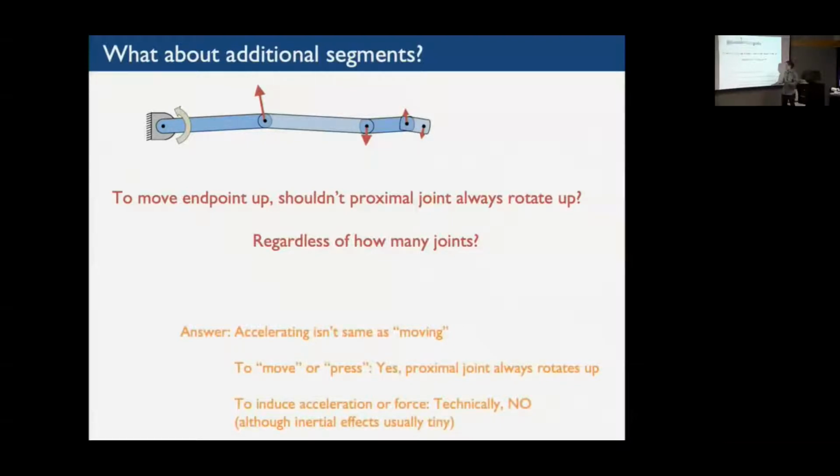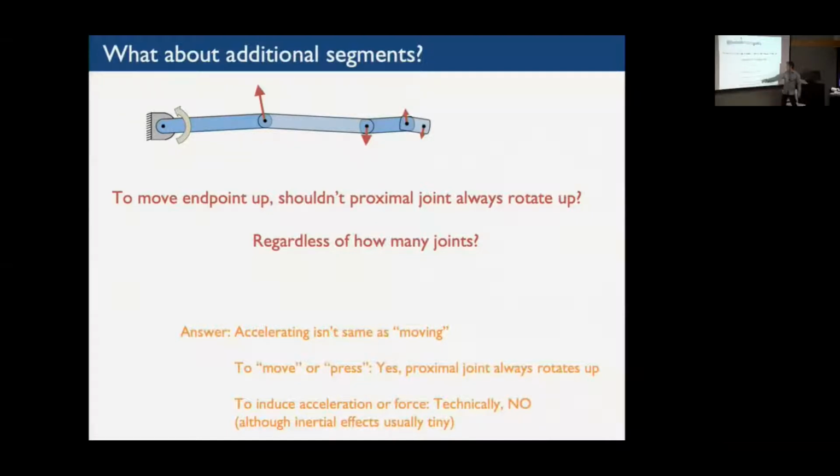Here's the answer in a way. The answer is, first of all, accelerating isn't the same thing as moving, whatever moving means. We haven't really defined it. But in everyday life, we think about moving our limbs, and we think about, I want to press upward with my fingertip. This is what we actually live with in daily life, I believe. And the answer is yes, in daily life, you do want to use the deltoid to lift your arm.